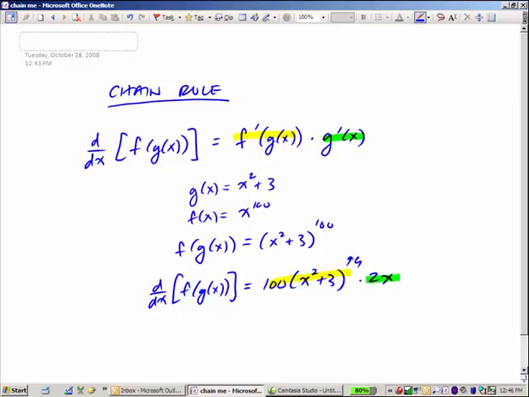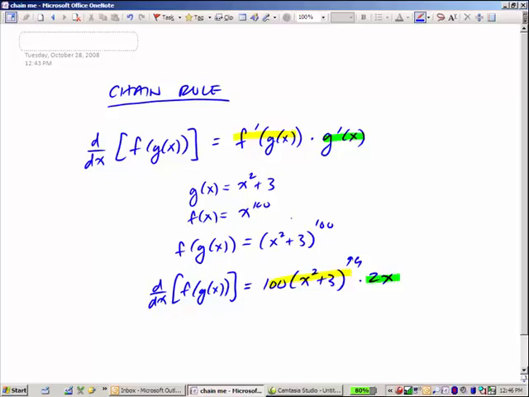Say it again, Adrian. Raise it to the 100th. That's the outer rule. That's what you do later. So the first thing is the inner function, x squared plus 3. That's g of x. The second thing is the outer function, f of x, which is to the 100th power. All right, so we have an outer and an inner.